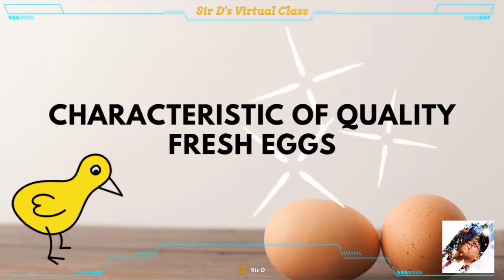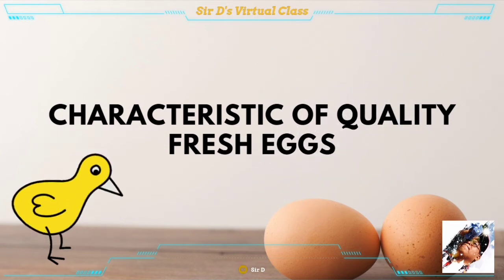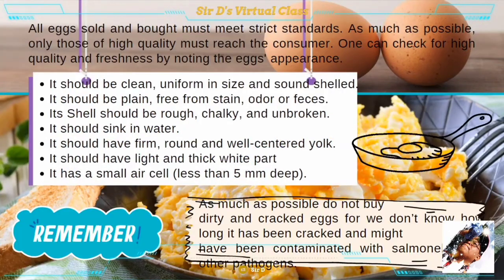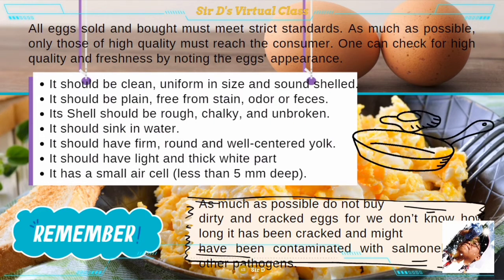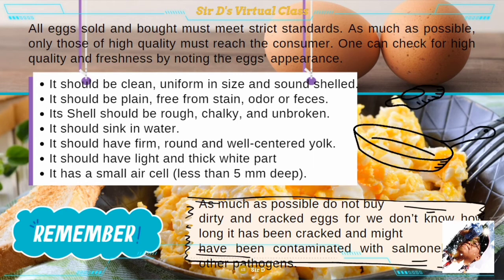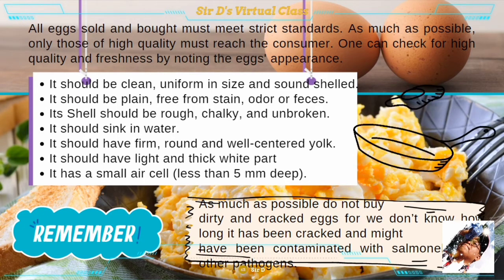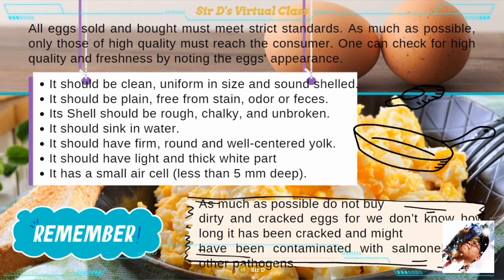So as mentioned, when buying fresh eggs, we have to check for their quality. Now let us find out what the characteristics of quality eggs are. All eggs sold and bought must meet strict standards. As much as possible, only those with high quality must reach the consumer. One can check for high quality and freshness by noting the egg's appearance.